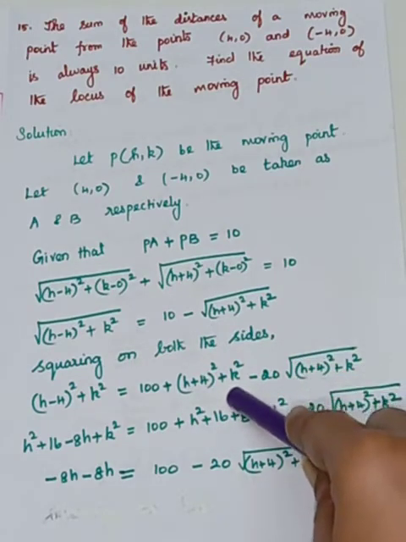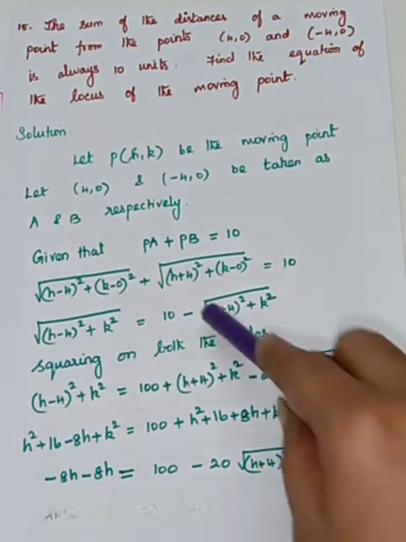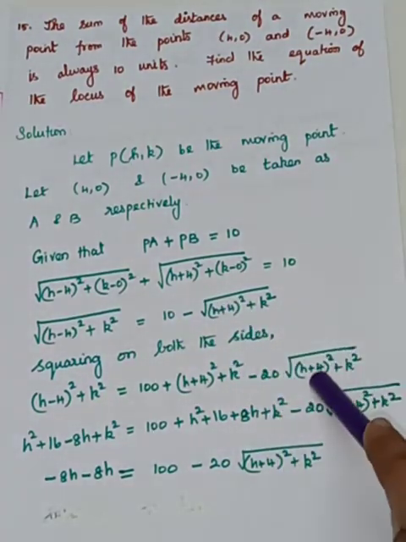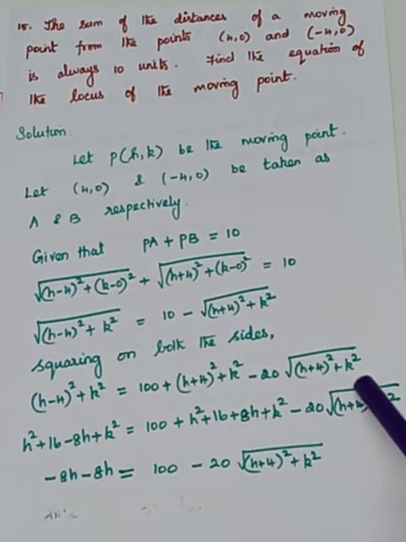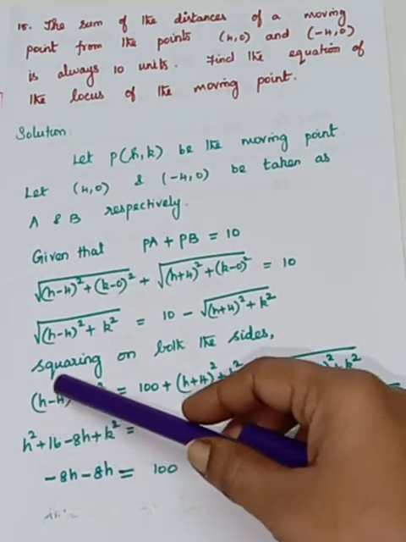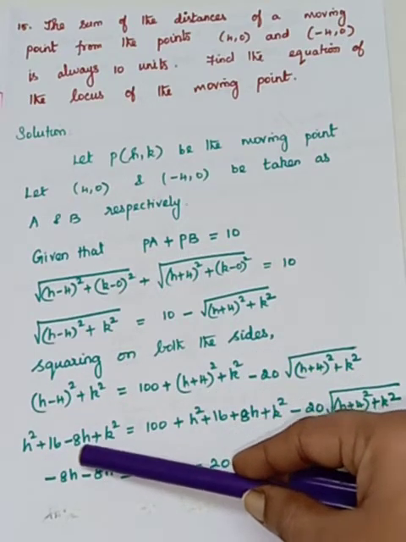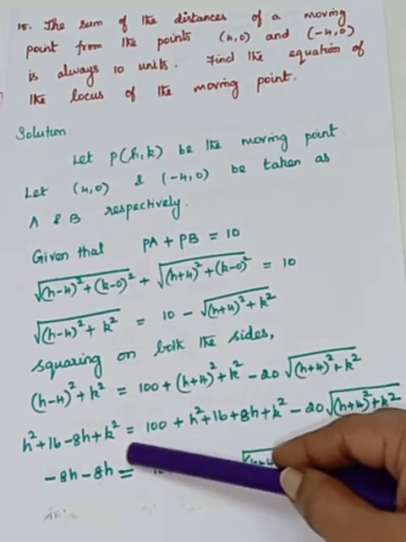Next one, what is it? Minus 2AB. So minus 2 into 10 is 20 into B, that is square root of H plus 4 the whole square plus K square. You have to expand using the formula A minus B the whole square. So A square plus B square minus 2AB plus K square you have to write.